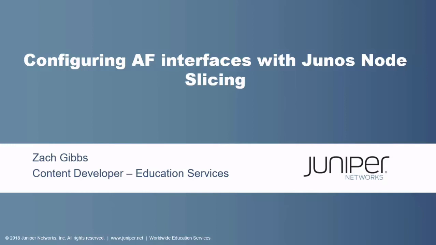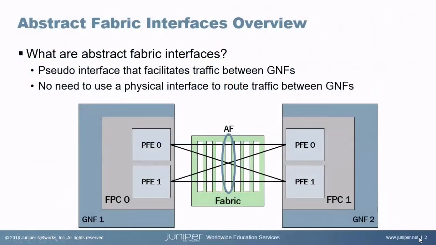And today we will be discussing the Configuring AF Interfaces with Junos Node Slicing Learning Byte. All right, so you might ask yourself, what are AF interfaces? Well, the AF part stands for Abstract Fabric. Basically, it's a pseudo interface that facilitates traffic between guest network functions, or GNFs. It does that through the fabric of the actual BSys, which is of course the MX chassis in the node slicing setup. So this helps alleviate a problem of using a physical interface to route traffic between GNFs.